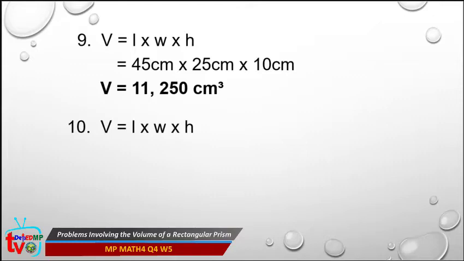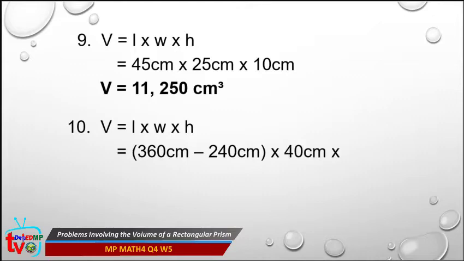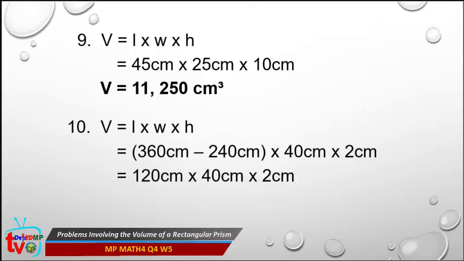Volume is equal to length times width times height. First, we get the difference of 360 centimeters and 240 centimeters. Then multiply it by 40 centimeters, then by 2 centimeters. The difference, 120 centimeters, times 40 centimeters times 2 centimeters. The volume now is 9,600 cubic centimeters.